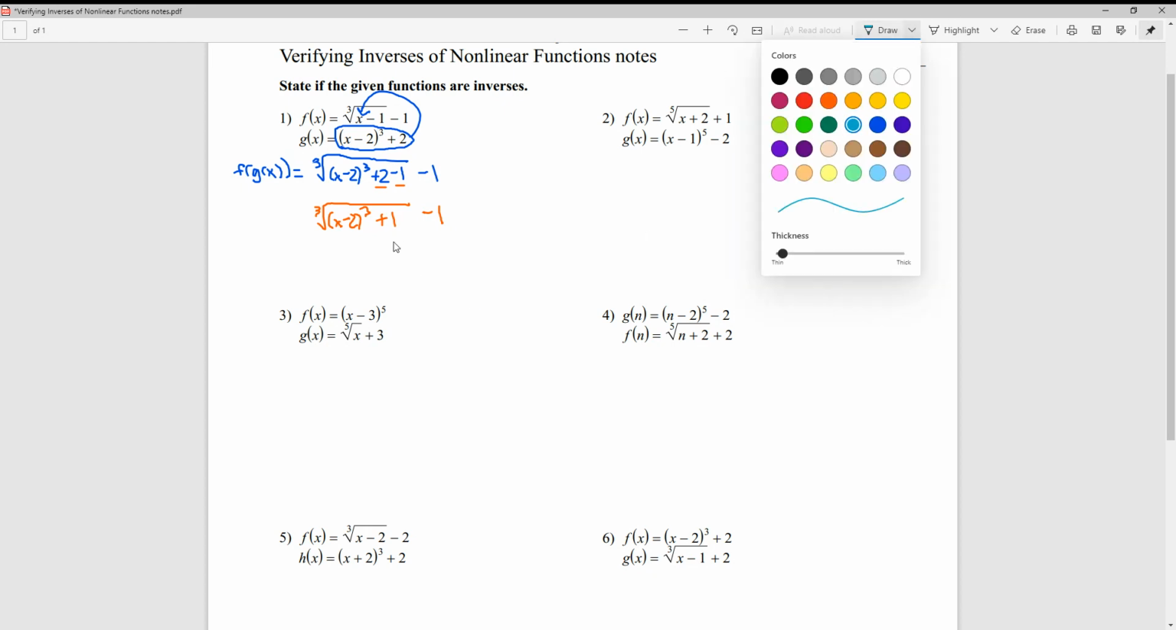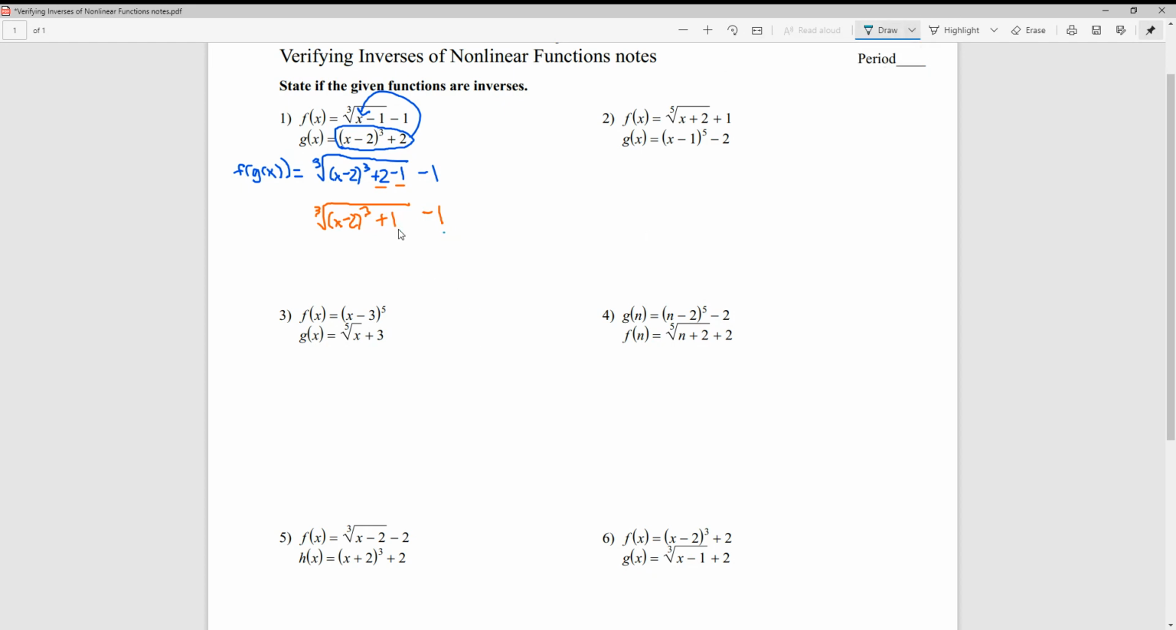I cannot combine this plus 1 and this minus 1 because 1 is inside the root and 1 is outside the root. I also cannot cancel the cube root and the cubed because not everything inside the root is getting a third power given to it. That 1 doesn't have a third power with it. So I cannot simplify this any further. So my answer here is no, they are not inverses, because remember, if we equal just x at the end, then yes, they are inverses. If we get anything else, that means no, they are not inverses.